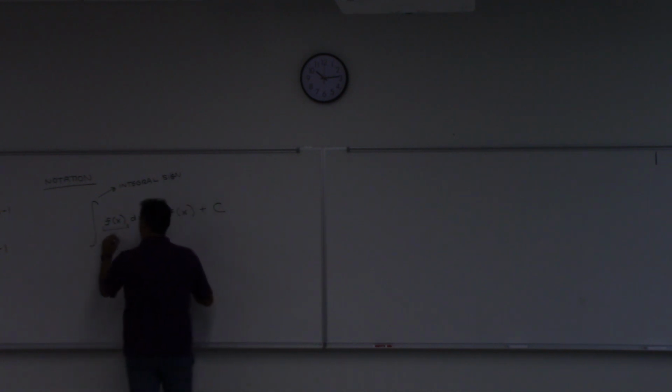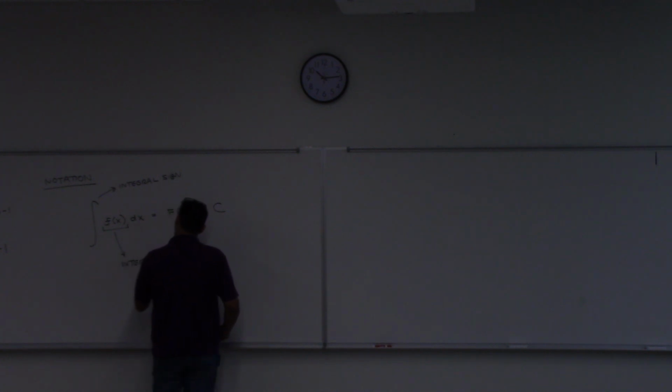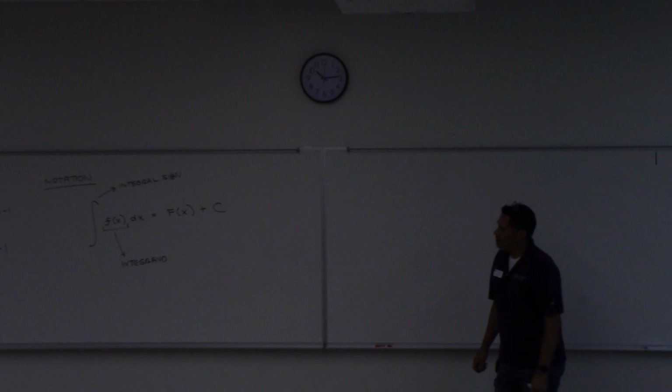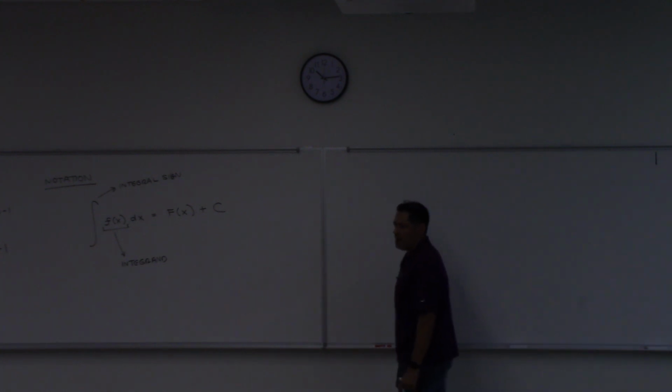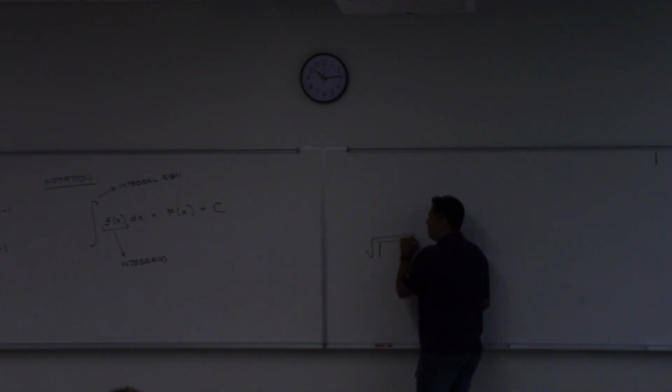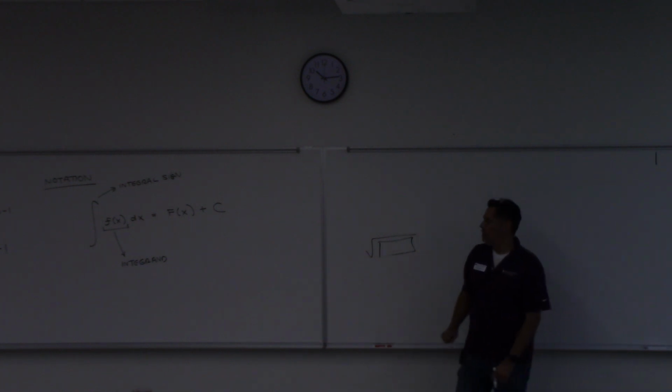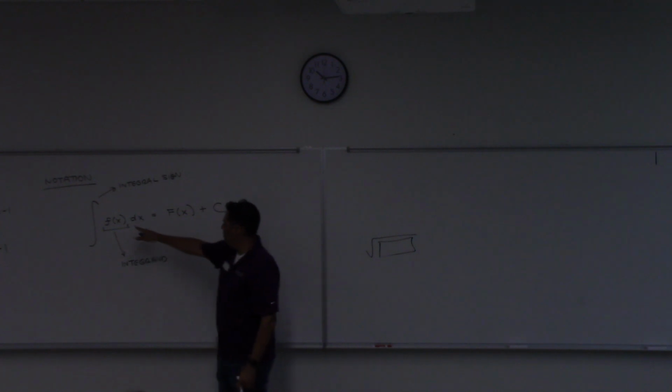Of what? This right here. That function is called the integrand. It's kind of like with a radical. The thing underneath the radical was called the radicand. I don't know if you remember that, but that was called the radicand. This is called the integrand.